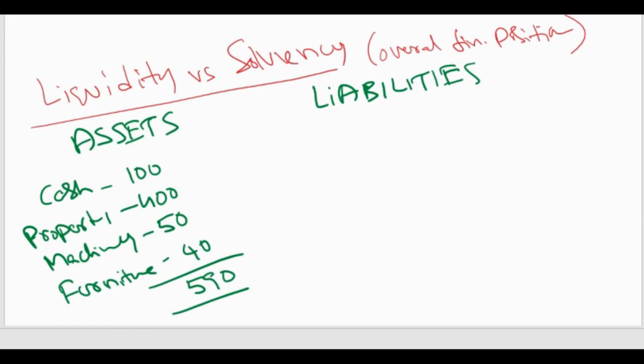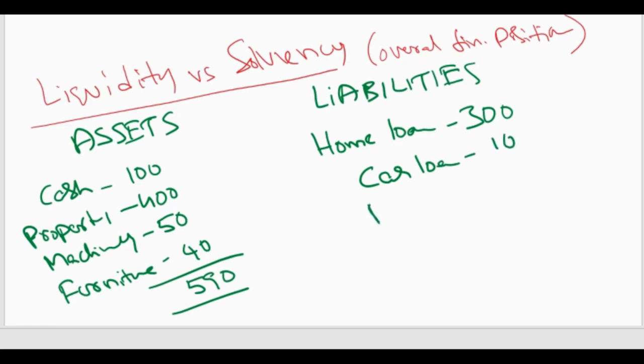So now let us see liabilities. You have let's say a home loan of let's say 300 million, and you have a car loan of let's say 10 million, very big car, huh? Then let's say you have some personal loan of 20 million, right? So what is the total? 330.